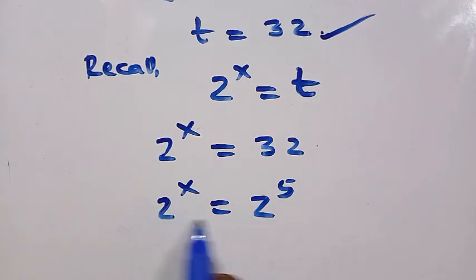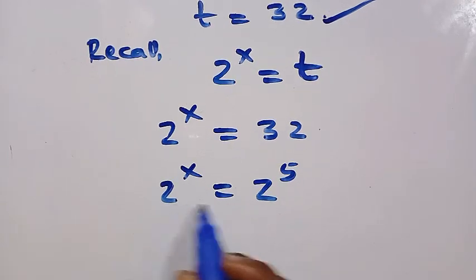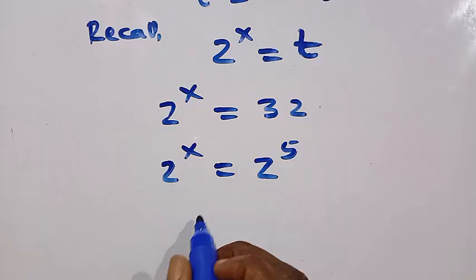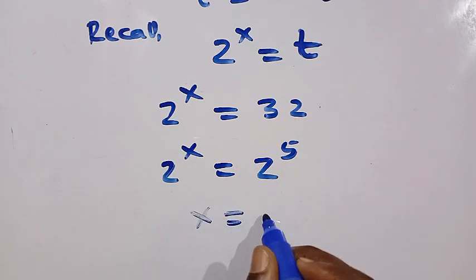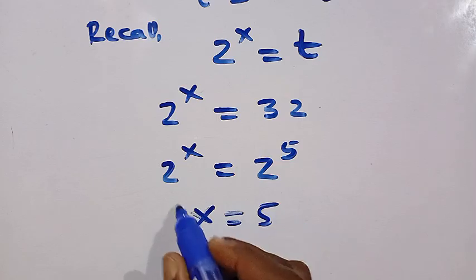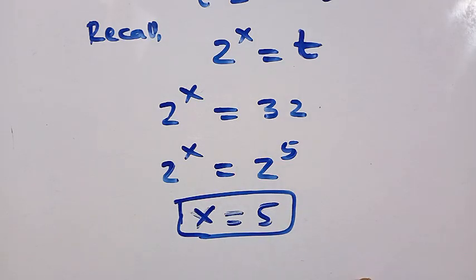As we have the same base here, we let the powers equal each other, because these two must be the same. For this to be the same, the value of x must be equal to 5. That is only when these two can be equal. So x = 5 satisfies this problem.